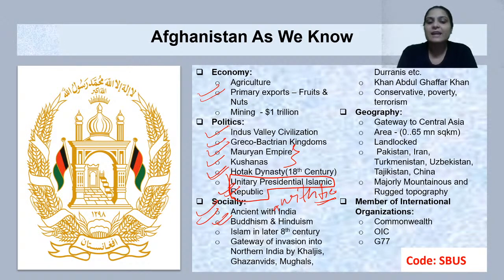Islam knocked in a little late, in the 8th century, and since then it has been a gateway of invasion into North India. So all the invaders that have come into North India have actually come from Afghanistan. They have been the Pathans of Afghanistan or the Central Asian tribes that have come through the Afghanistan passes into India. They have been the Khaljis, the Ghaznavids, the Mughals and the Durranis. Some of them decided to stay in India, some of them invaded, raided, looted and went back.